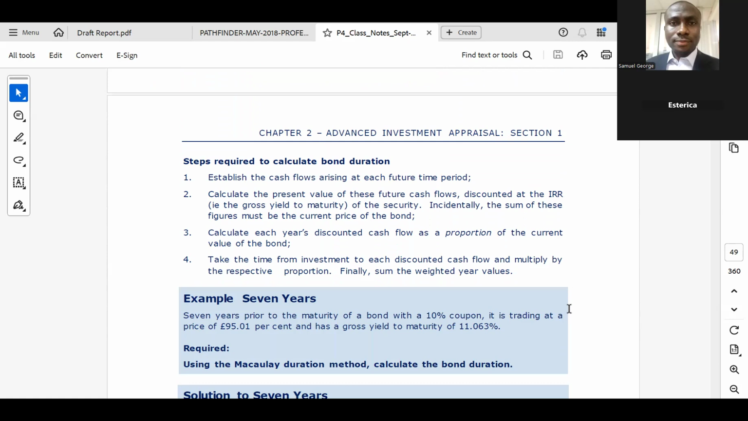Step two, calculate the present value of this future cash flow discounted at IRR, that is gross yield to maturity. So when we are calculating, we are using yield to maturity. We got yield to maturity for bond A, which is 10.1. We got yield to maturity for bond B, which is 10.2. Incidentally, the sum of these figures must be equal to the current price of the bond.